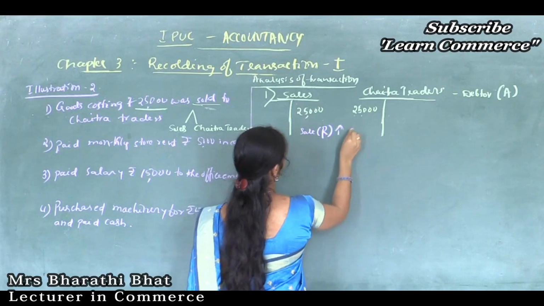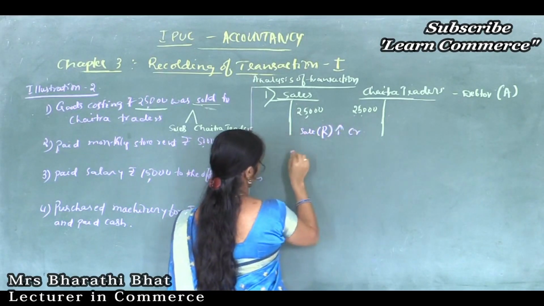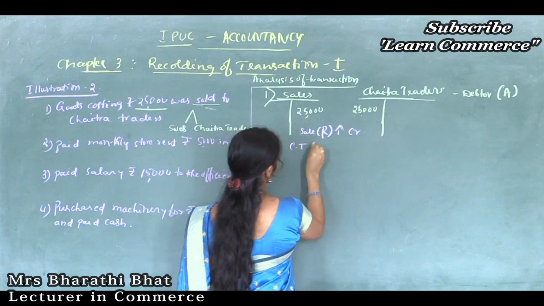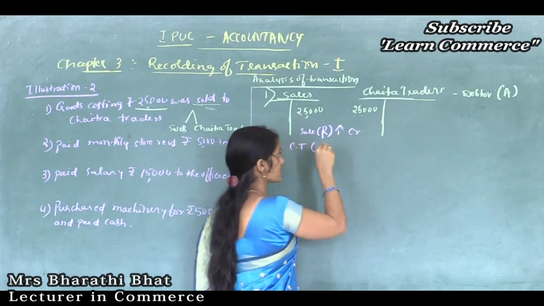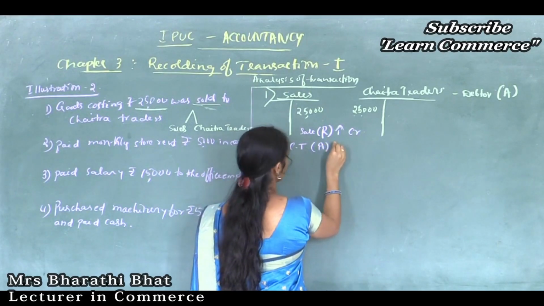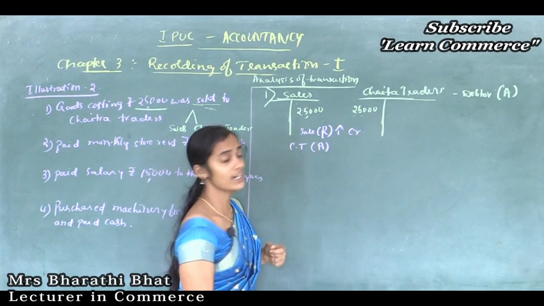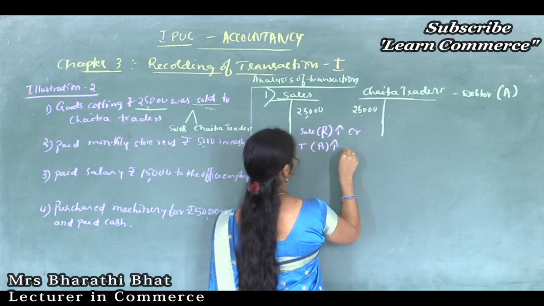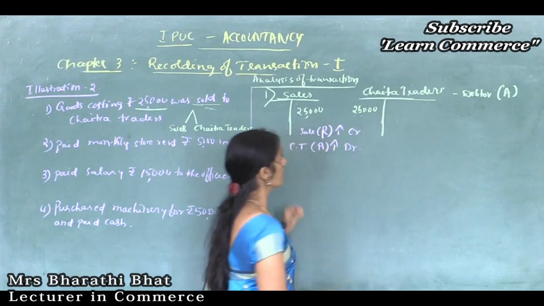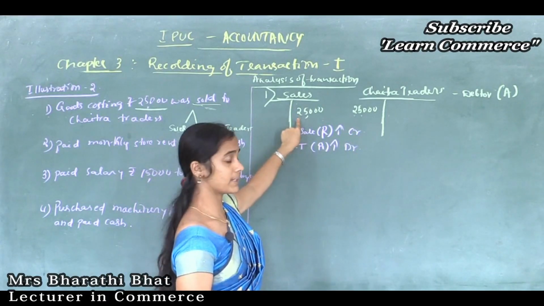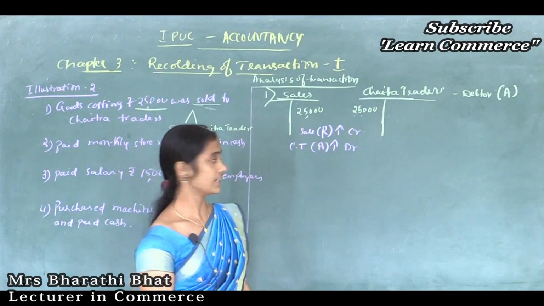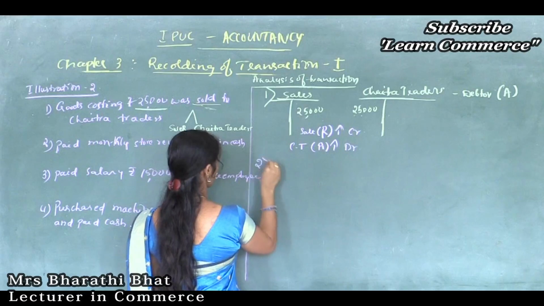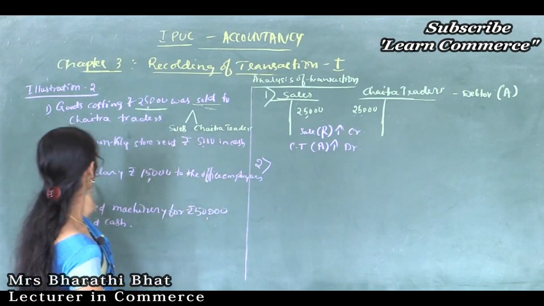Increase in revenue is to be credited. And one more, Chaitra Trader: she is a debtor, so it is considered an asset. Increases in asset is to be debited. Now the amounts to be debited equal the amounts to be credited. Clear? And the next transaction, take the next transaction.